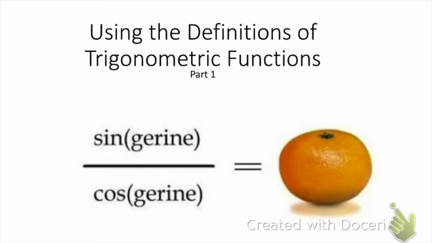Using the definitions of trig functions. My joke on here says sine gerene over cosine gerene equals tangerine. It's kind of funny.